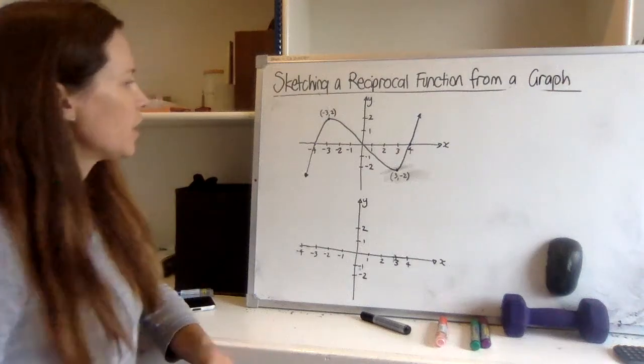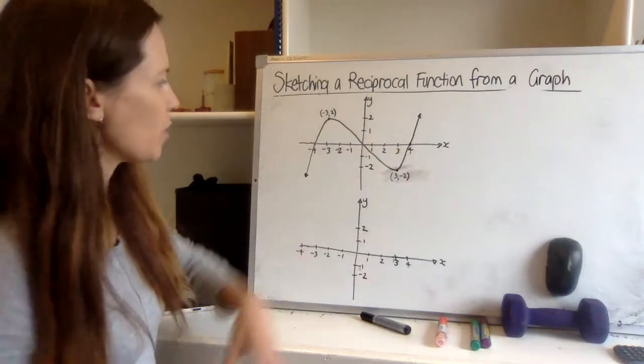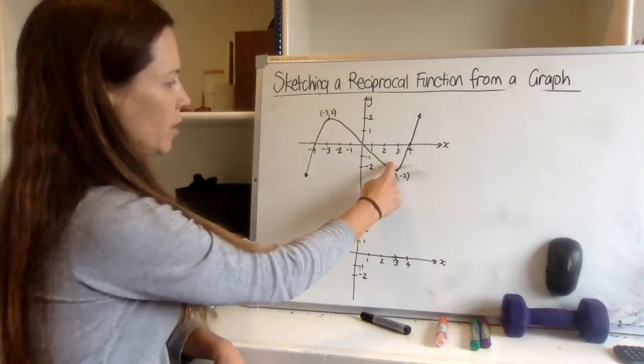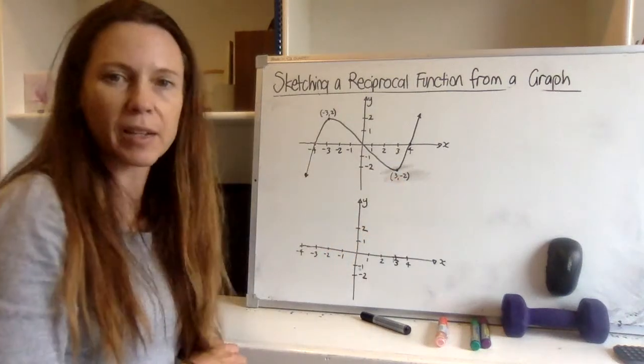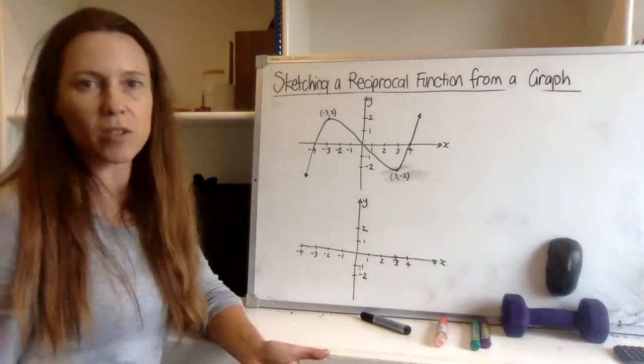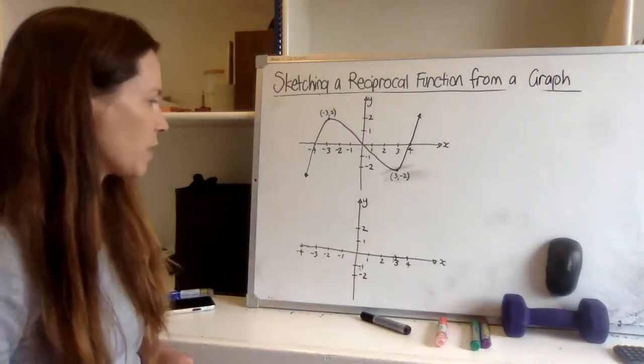Let's have another go. Now here we've got an odd function. My drawing is a little bit wonky, but we can see that it's got a local maximum here at -3, 2, and a local minimum at 3, -2, and then it's got this sort of smooth shape. We don't know the equation, but we can just work off the shape to create a reciprocal graph down here.